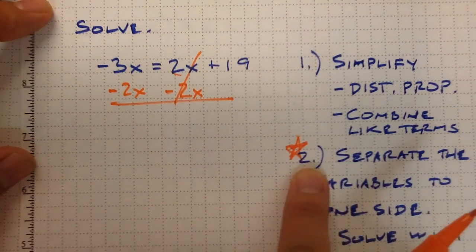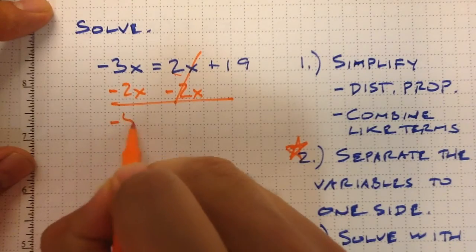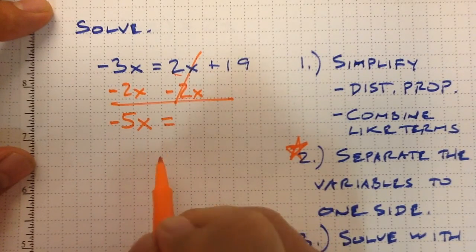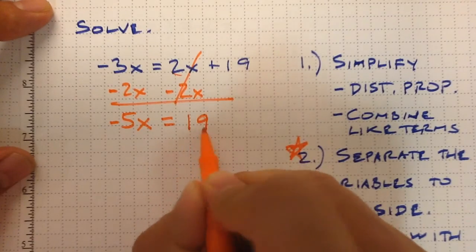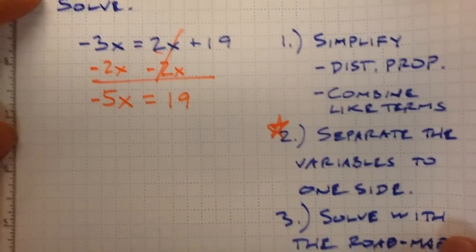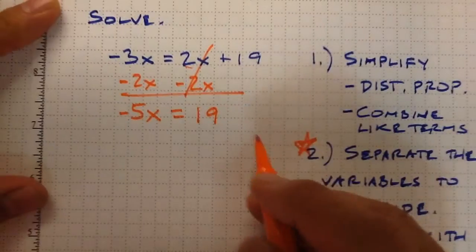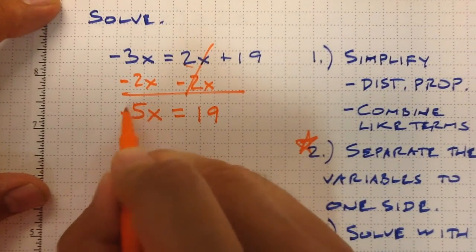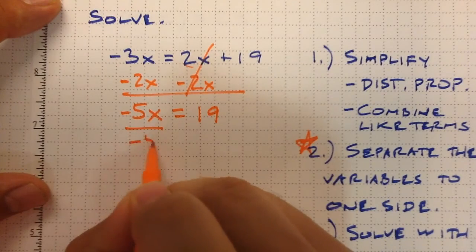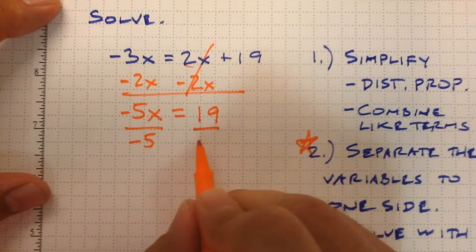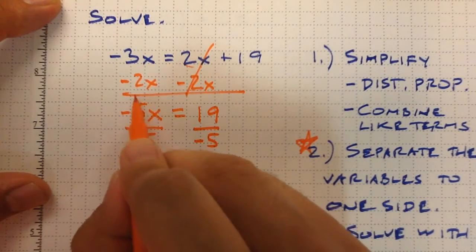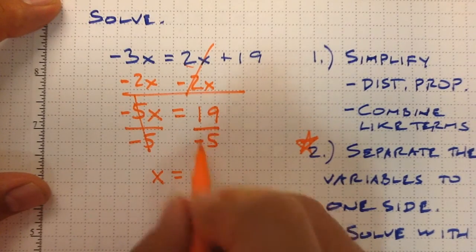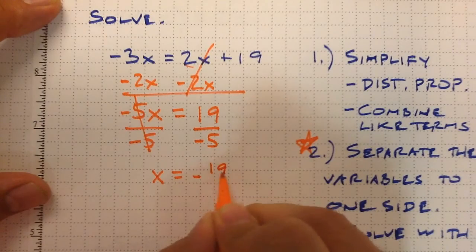And we accomplished what I wanted in step 2, which is now I've got all the variables separated to one side. I've got negative 5x on the left side equals 19 on the right side. Now in this case, I could do the roadmap, but really there's only one step. Here they've got x multiplied by a negative 5, so we're going to do its opposite, which is to divide by negative 5. Divide by negative 5. These cancel, leaves me with x. And this isn't reducible, so I'm just going to leave this as 19/5.